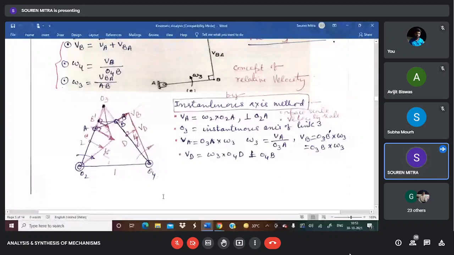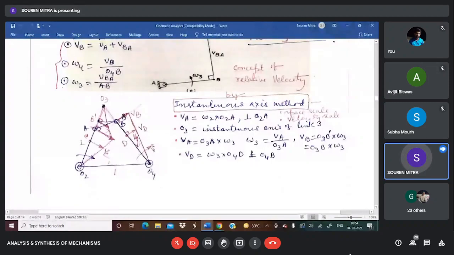Now, if we want to get the velocity at some other point D, what should be its value? VD. Sir, omega 4 into DO4. Omega 4 into DO4. This length into its omega.